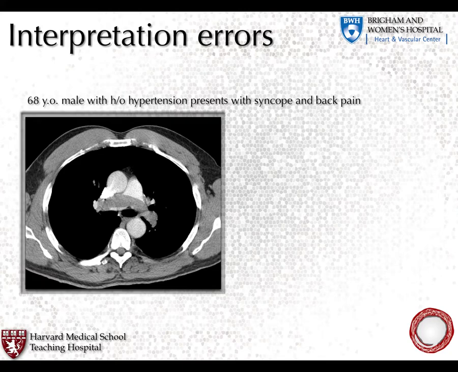Here's an example of an interpretation error. A 68-year-old male with a history of hypertension presents with syncope and back pain. Here we have a massive saddle embolus.